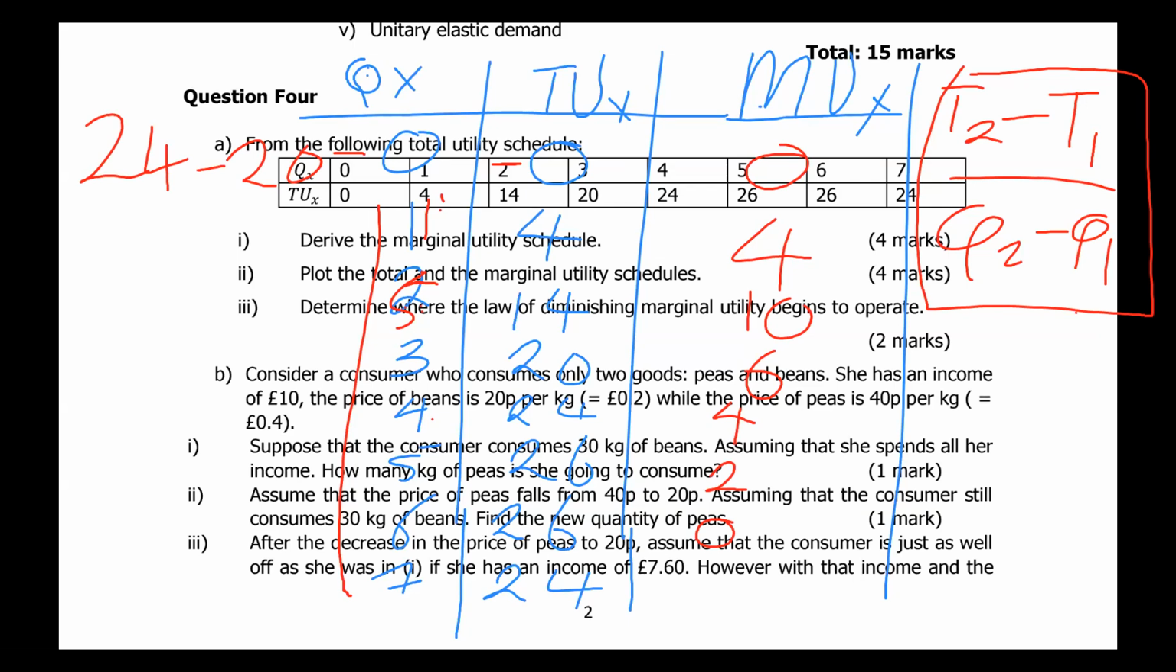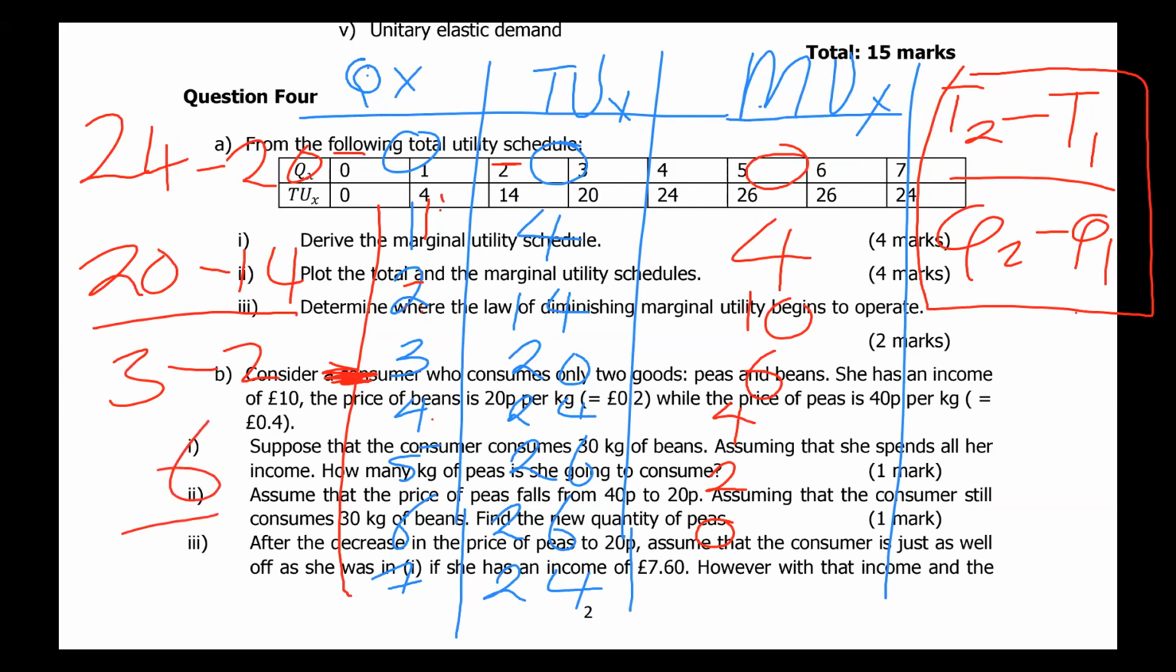20 minus 14. Sir, I've seen there is a 3 minus 1 there. Okay, check. It is 20 minus 14 divided by 3 minus 2, right? On unit number 3, 20 minus 14 is 6 divided by 1, which is 6. Okay, there was a 3 minus 1 there the first time. Oh, yeah.